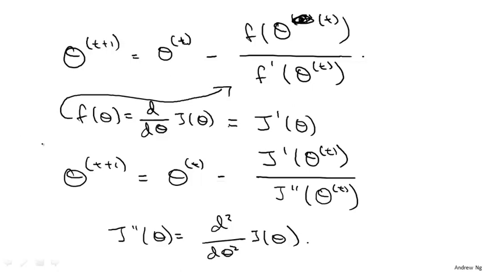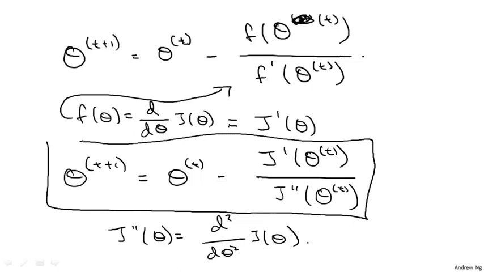So this equation gives Newton's method for when theta is a real number, and it turns out to be a very efficient algorithm for minimizing J as a function of theta. Of course, so far I've derived this algorithm just for the case of theta being a real number, and in the next video we'll generalize this to the case where theta is a vector, and we'll take this idea and apply it to logistic regression.